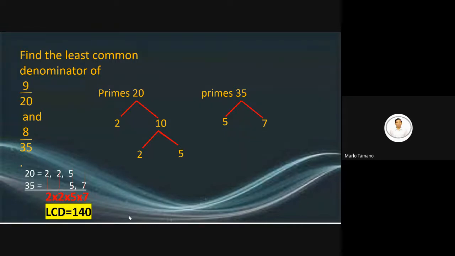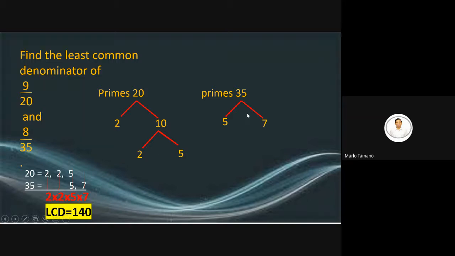Another, we have here, find the least common denominator of 9 over 20 and 8 over 35. Take a look. We have here the denominators 20 and 35. So we will get their primes separately. Now, the factors of 20 are 2 times 10, then since 10 is composite, 2 times 5 po ang factors.